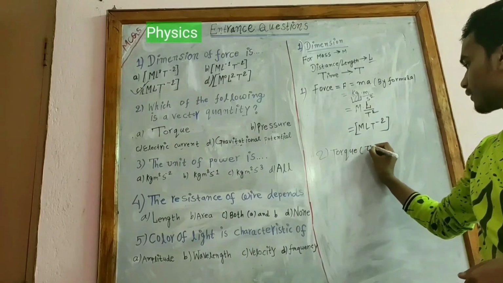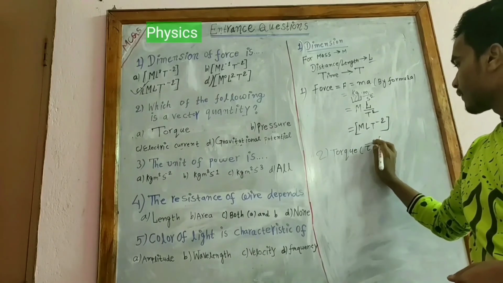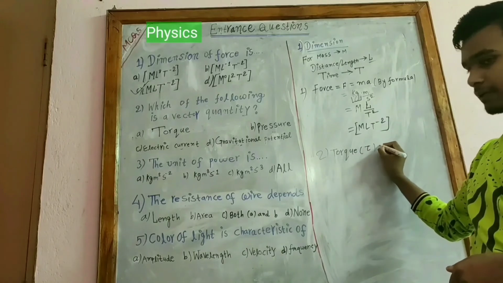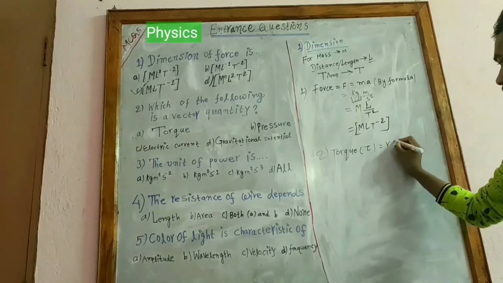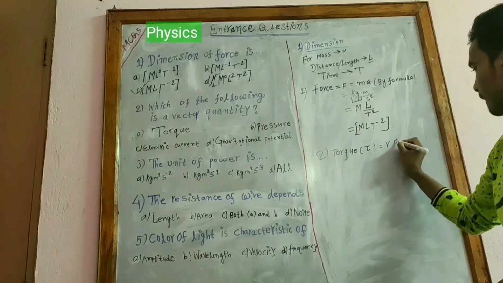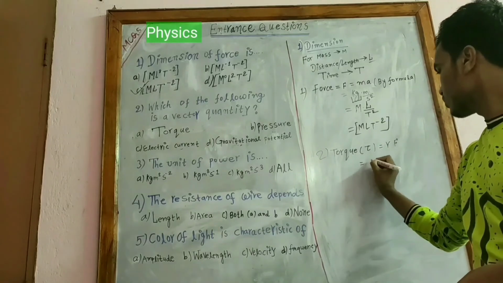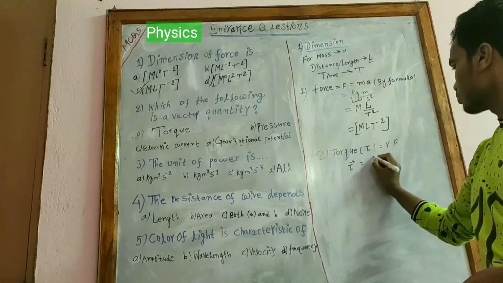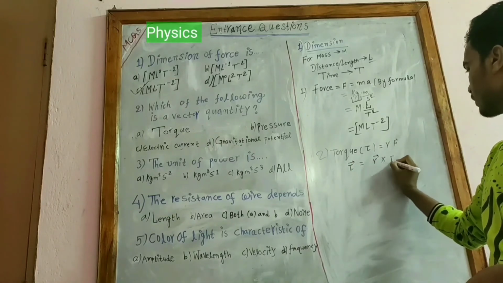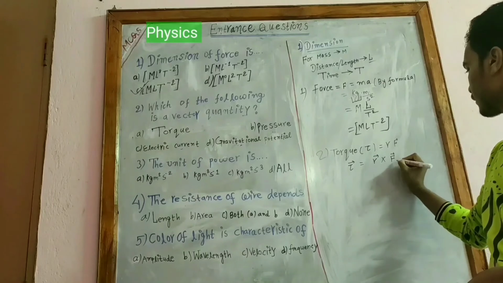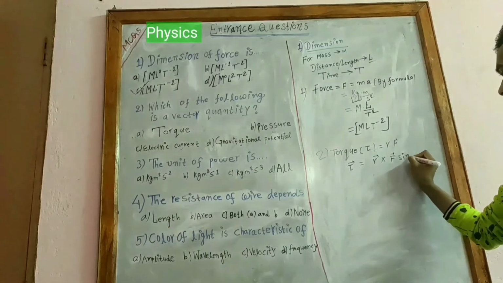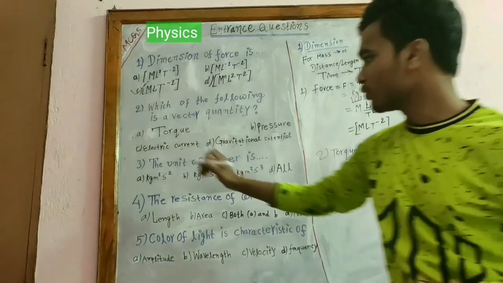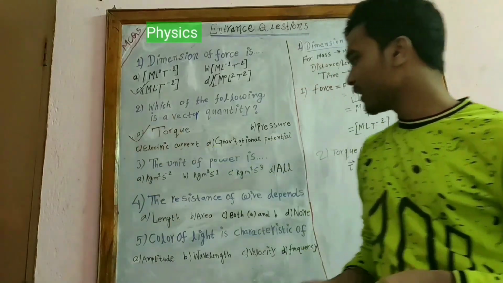Torque tau equals to R F, therefore tau vector equals to R into F sin theta. Therefore option A is the required answer.